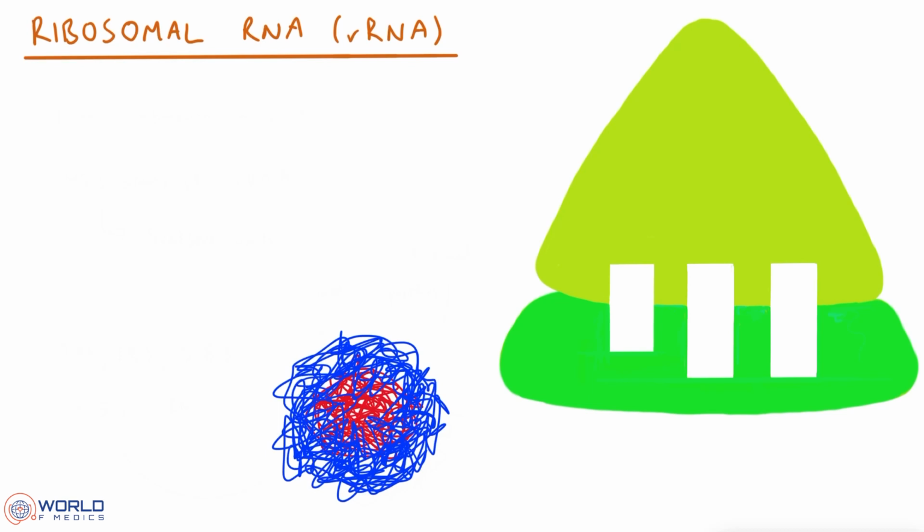Ribosomal RNA, also known as rRNA for short. What exactly is it? Well, it's actually the main constituent of a ribosome. So it forms ribosomes, specifically about 60% of the ribosome, with the remaining 40% being formed by ribosomal proteins. And there are about 80 different types of ribosomal proteins.